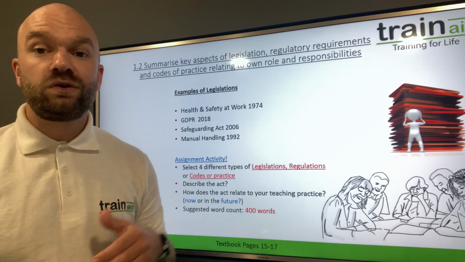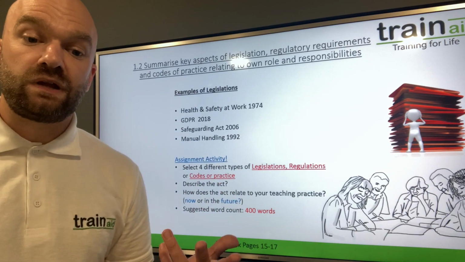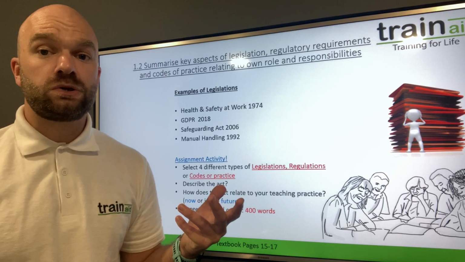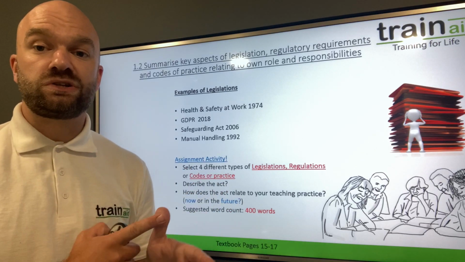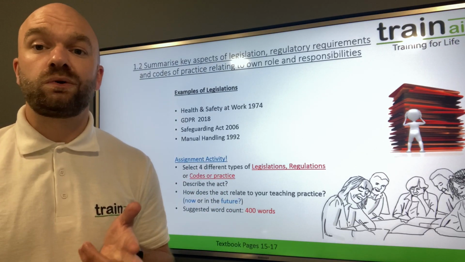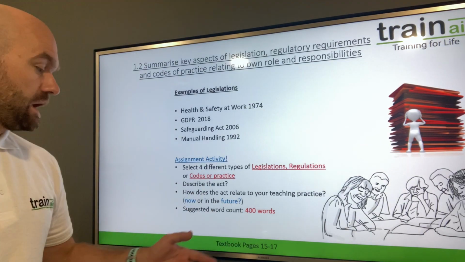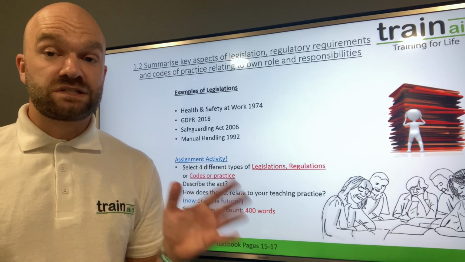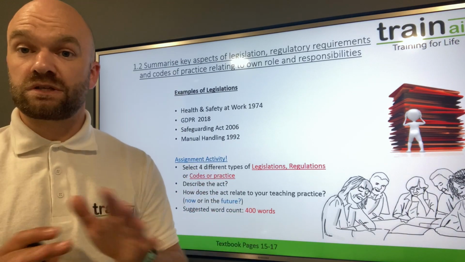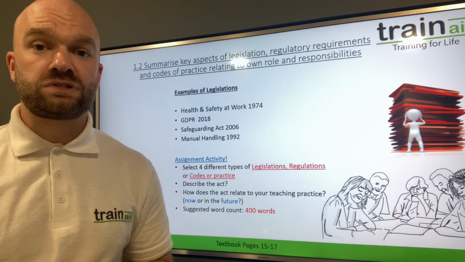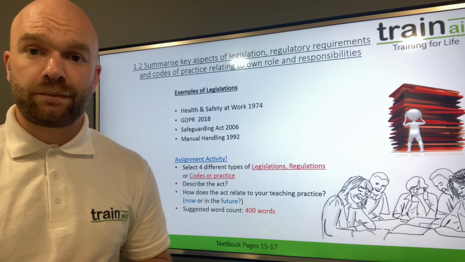Okay, we are moving on to criteria 1.2 now. Criteria 1.2 looks at legislations, regulations, and also codes of practice. For more information, please have a look at pages 15 to 17 in the textbook. There's a range of different legislations in there.